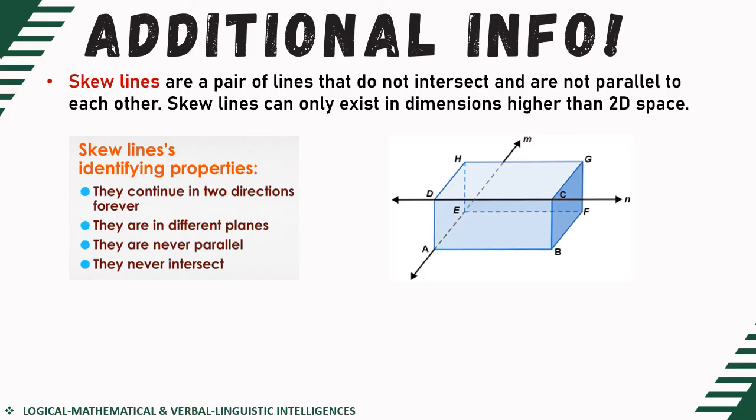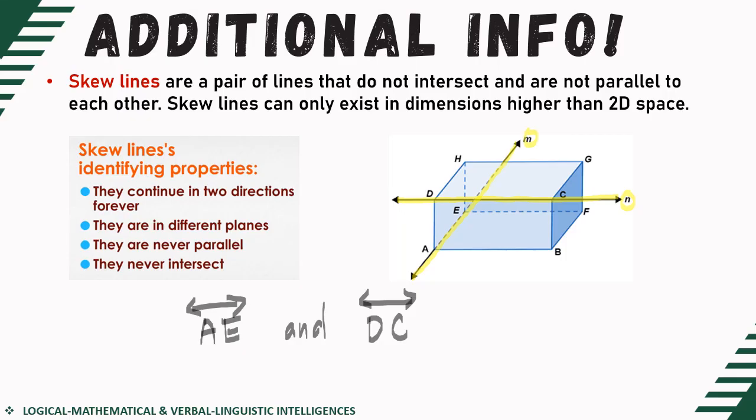So for example, here, let's give an example of skew lines. Let's say we have line AE, or it is also called line M. And then the other one is line DC, or what we call line N. Here in the illustration, this is what I am referring to. It seems that they intersect, but in reality they do not.